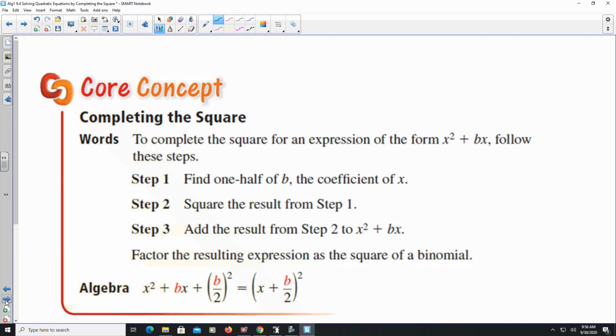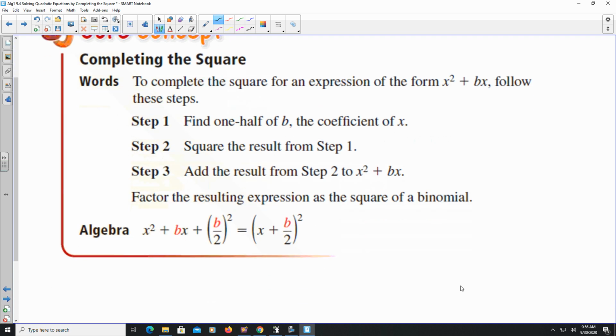The reason for that is we are using this formula right here, where it is x squared plus bx plus b over 2 quantity squared, which is going to be our value for c. There may be instances where we have a value for c or we may not, but we can determine what it is if we know what b is, by using b divided by 2 and then squaring it.